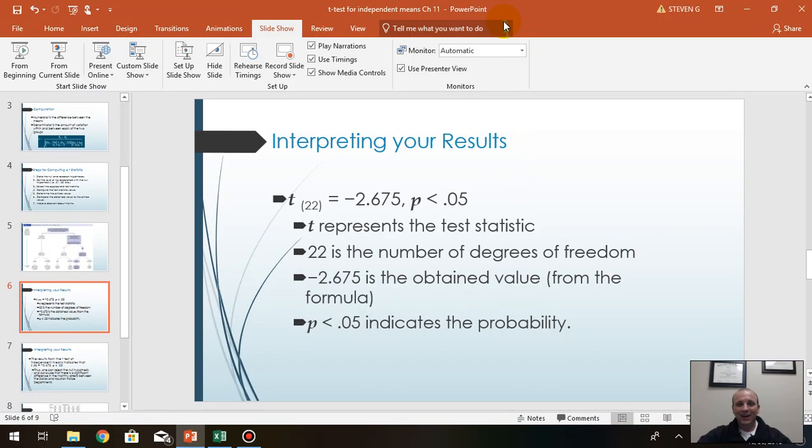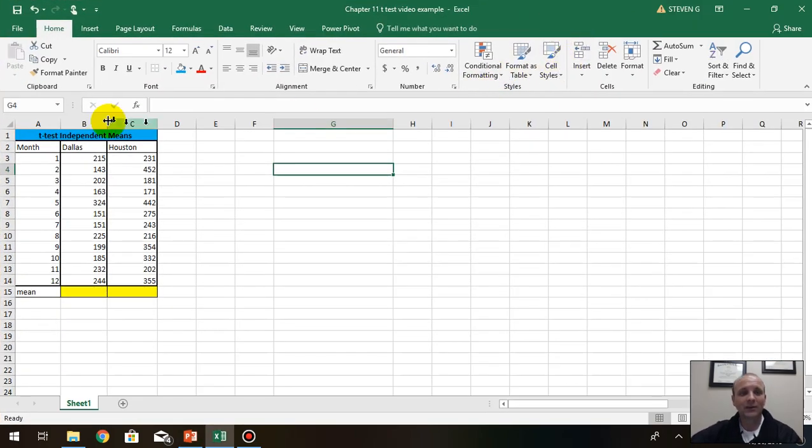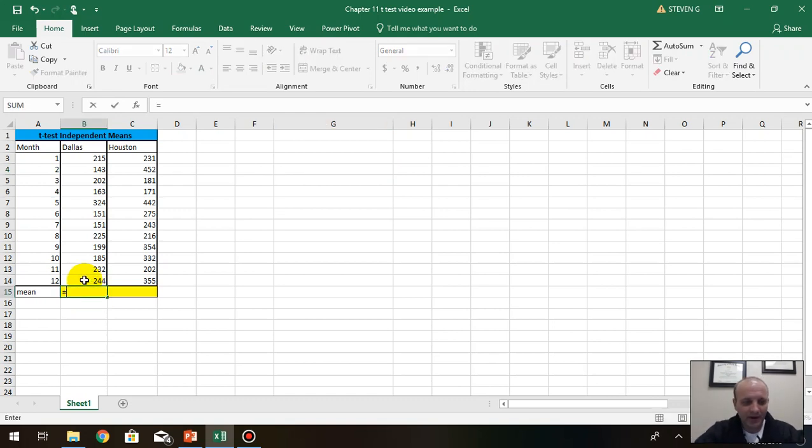I've got an example that we're going to work through real quick that highlights these numbers, so we'll come back to it. We're going to conduct a t-test for independent means, and this is some made-up data: the number of arrests in Dallas versus the number of arrests in Houston over 12 months. It's good to know the mean, and if you remember how to calculate the mean, just take the average for this column, drag it down here, and that's the average.